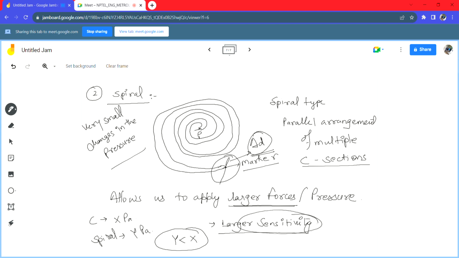And you can see commonly that in all these devices, whether it was a diaphragm or a C-type or a spiral type Bourdon tube, we have been engaged in converting this pressure into the change in length. So we want a linear change in dimension corresponding to a complex force.